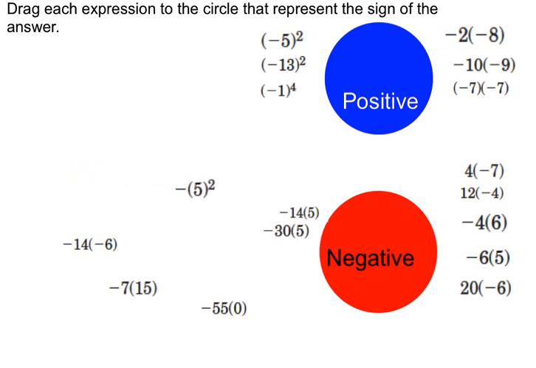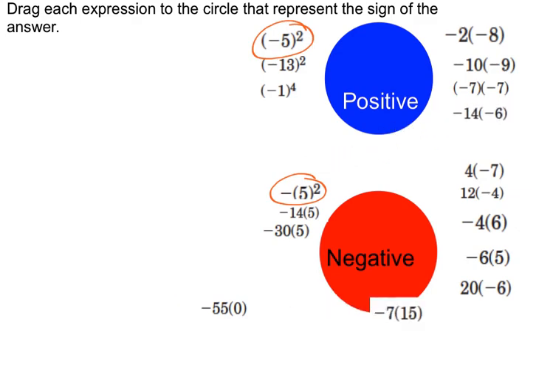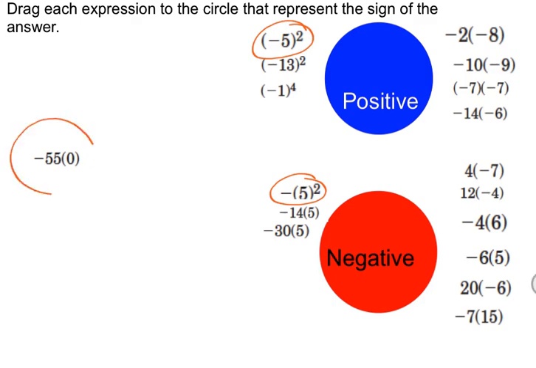Negative 5 squared. This one is a little different than that one, but it actually ends up being negative, and I will discuss what's going on here in just a moment. Negative 14 times negative 6 is positive. Negative 7 times 15 is negative. And negative 55 times 0 is actually a special number. It's neither negative nor positive. I guess I'd need a new group that would be called 0. That one would be a 0.